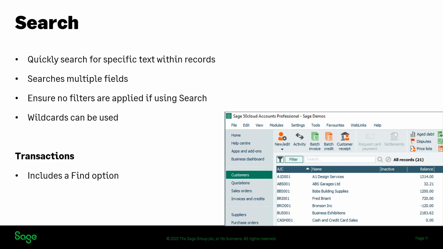Now, it is recommended that you make sure that no filters are applied if you are using search. So just before you type anything into search, make sure it says all records at the top. Wildcards can be used, but you tend to find you don't need them because it will search in the correct way anyway. There's also within transactions a find option, and I'll quickly demonstrate that one for you in a moment. Anyway, back to my screen.